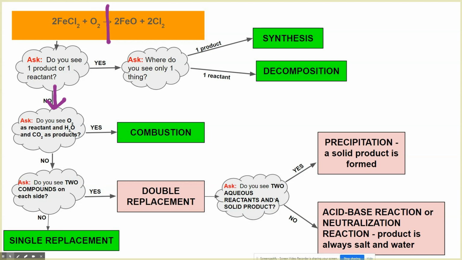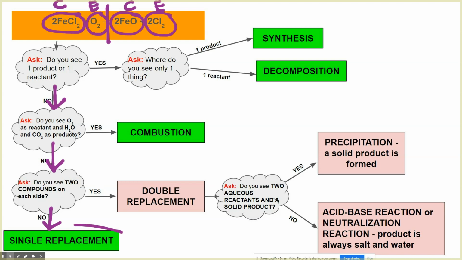I keep on going down. Do you see two compounds on each side? Let's check. Is this a compound? Yes. Is this a compound? No. This is an element because there's only one capital letter. Is this a compound? Yes. Is this a compound? No. It's an element because, again, there's only one capital letter. Therefore, the answer here is no. Therefore, this one is a single replacement, and this is also a redox reaction.